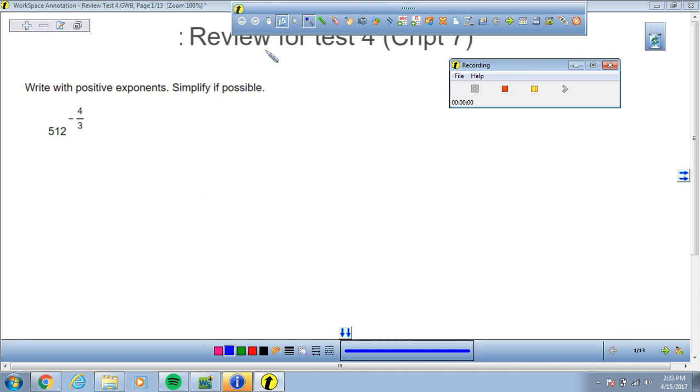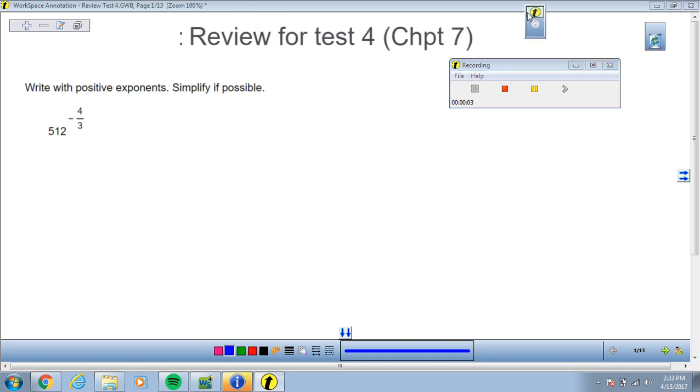Okay, so here is the review for test number 4 over chapter 7. First question, write with positive exponents this expression and simplify if possible. So first, let's change this negative exponent into a positive one. You do that by doing the reciprocal of the base.